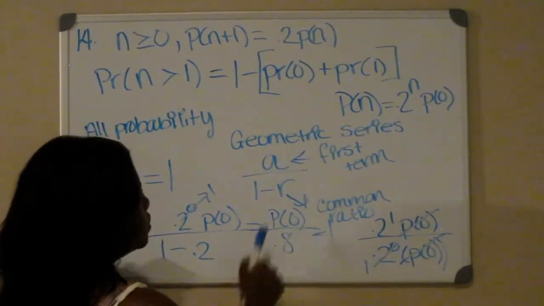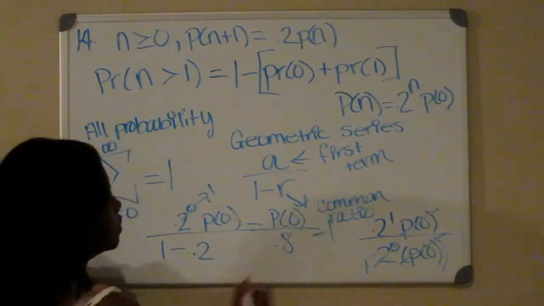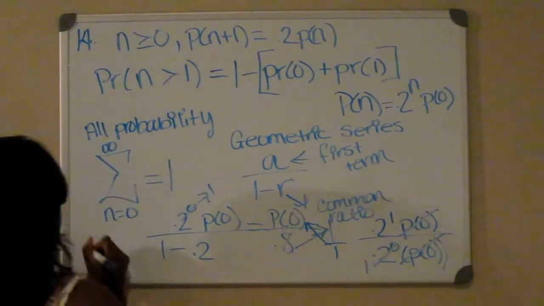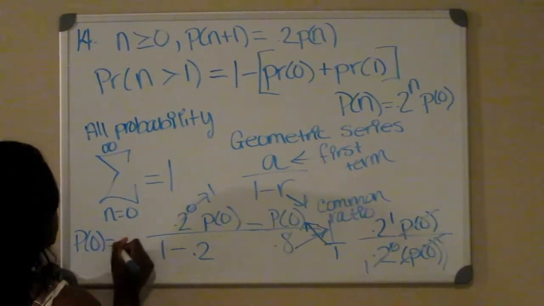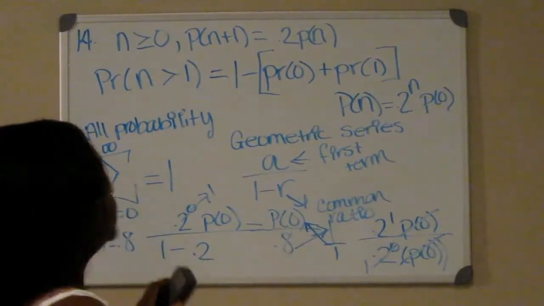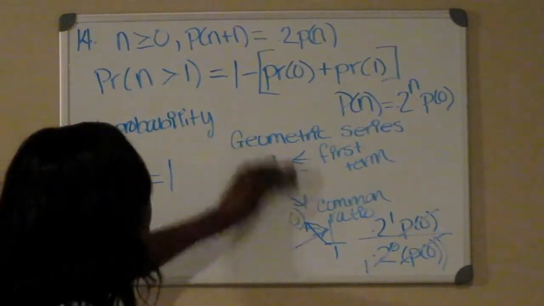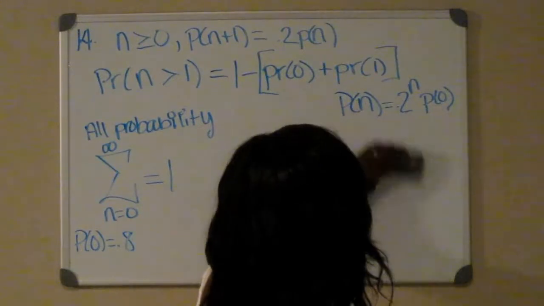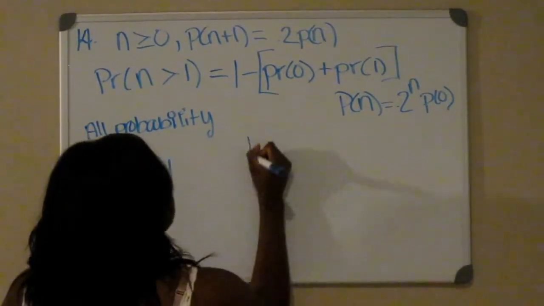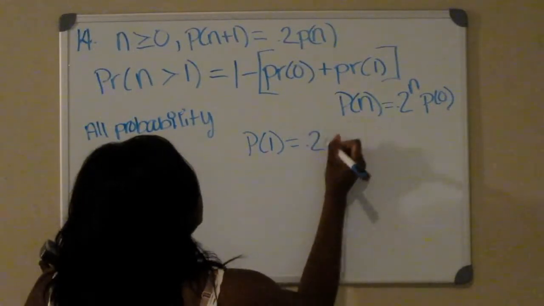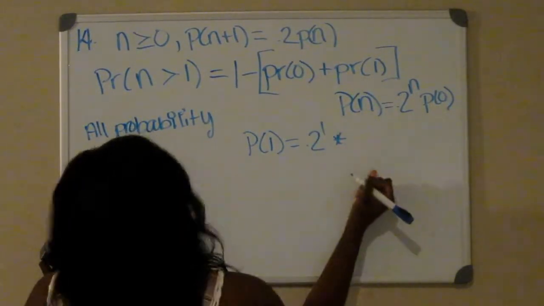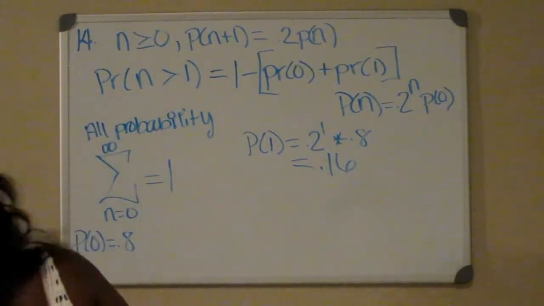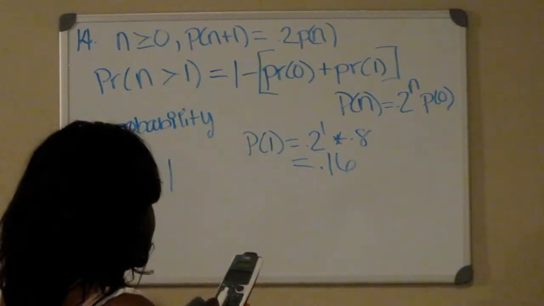Alright, so what is the probability of 0 equal to? Well, I'm going to do my handy dandy cross multiplication of this invisible 1 down here. We got the probability of 0 equals 0.8. Woo! So now we need the probability of 1. Well, the probability of 1 will be 0.2 to the first times 0.8, which is 0.16. I'm not good at mental math.